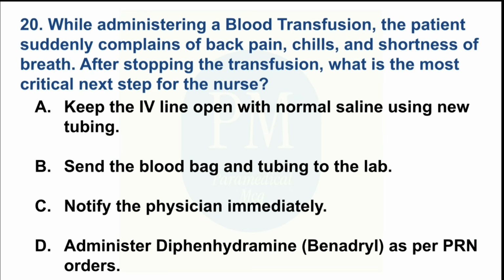While administering a blood transfusion, the patient suddenly complains of back pain, chills, and shortness of breath. After stopping the transfusion, what is the most critical next step for the nurse? Option A. Keep the IV line open with normal saline using new tubing. Option B. Send the blood bag and tubing to the lab. Option C. Notify the physician immediately. Option D. Administer diphenhydramine, Benadryl, as per PRN orders. The correct option is option A. Keep the IV line open with normal saline using new tubing.